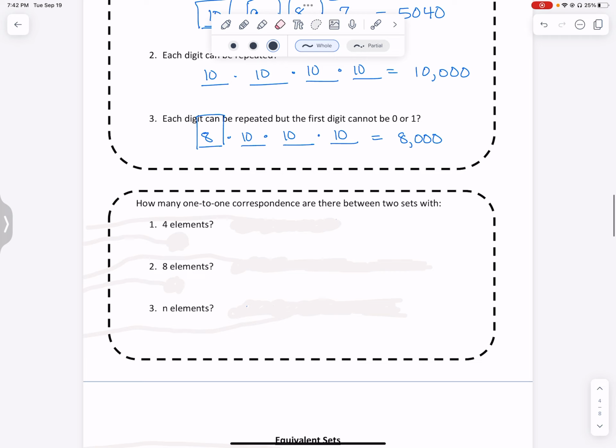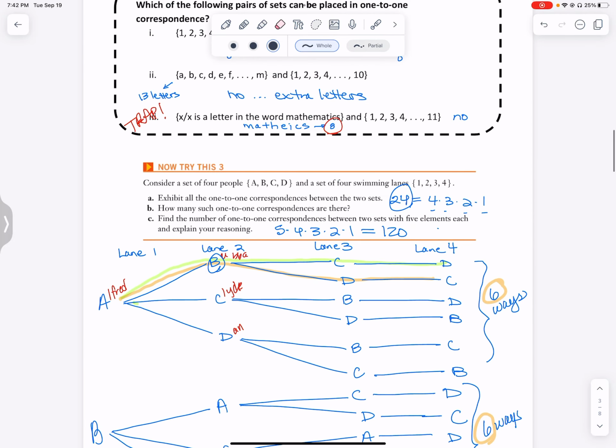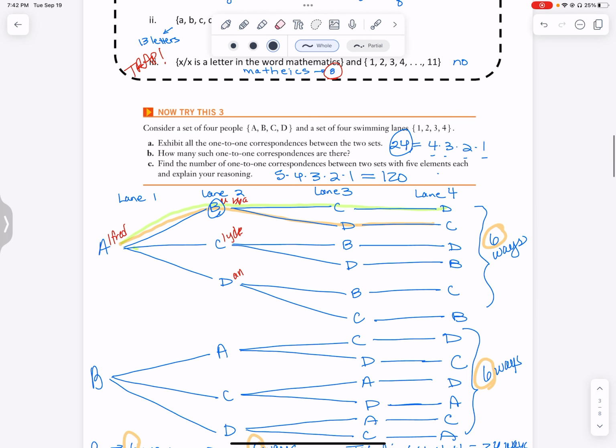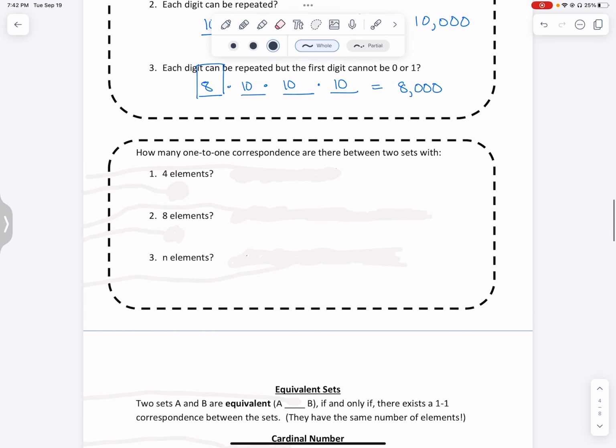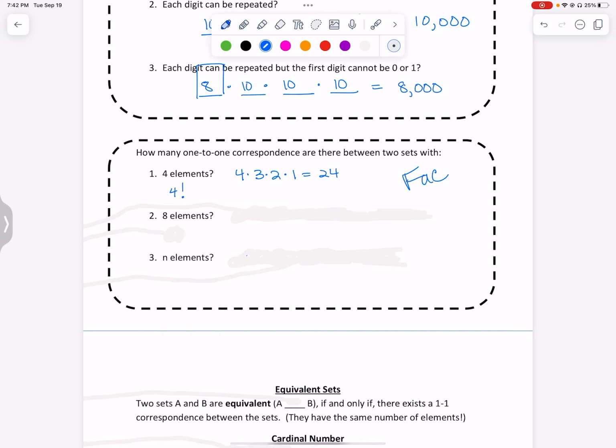All right. So, how many one-to-one correspondences are there between two sets with 4 elements? Remember, we did that already up here. 4 elements are 4 people that are going to swim in 4 lanes, right? We said it was 24, and we said the easy way to get it is 4 times 3 times 2 times 1. It's 24. There is a shortcut way of writing that, and that is 4 with an exclamation point. That's called a factorial.